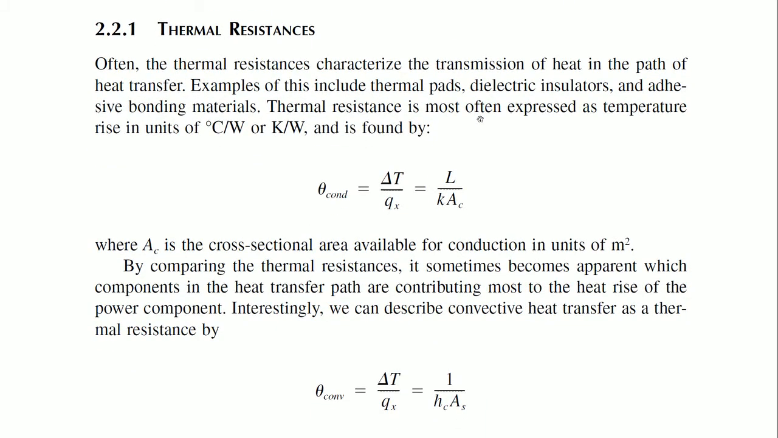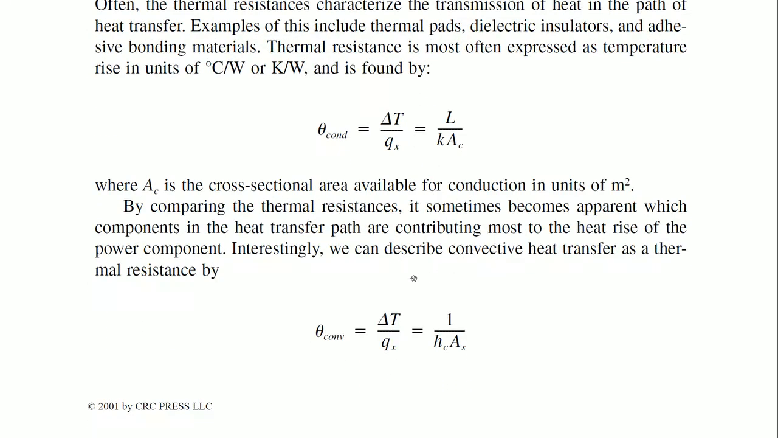The thermal resistance characterizes the transmission of heat in the path of heat transfer, is expressed as a rise in units of degrees centigrade, and is found by this. This we have covered earlier. It sometimes becomes apparent which components are contributing to the heat rise of the air. Interestingly, they describe conductive heat transfer as a thermal resistance by this. You have seen this, no?